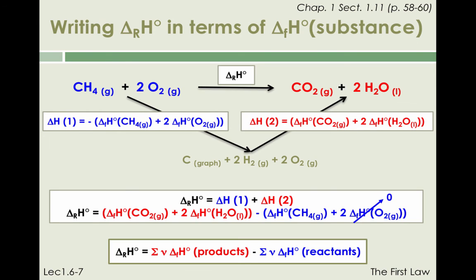This equation can be easily generalized to any chemical reaction by stating that the standard reaction enthalpy change for a chemical reaction is equal to the sum of the standard formation enthalpy change of the products multiplied by their respective stoichiometric coefficients, nu, minus the sum of the standard formation enthalpies for the reactants multiplied by their respective stoichiometric coefficients, nu.